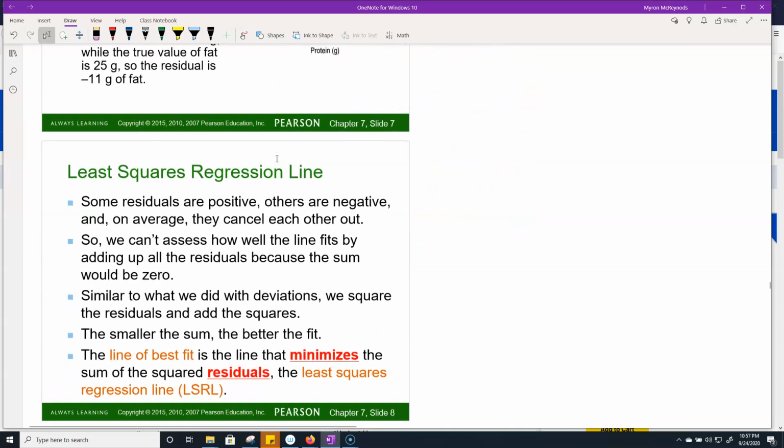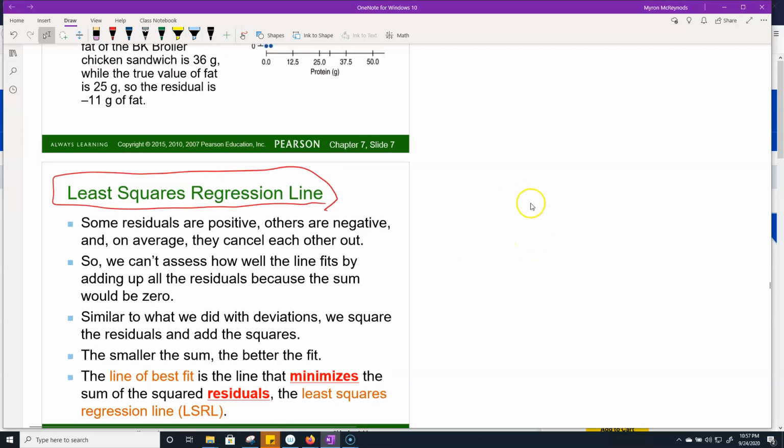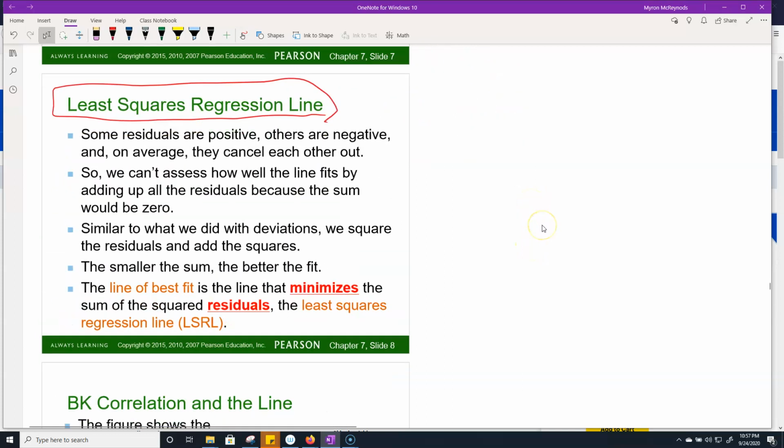All right, the next concept is called the least squares regression line, and this is the common name for this line. So I would write that down. The least squares regression line is the common name for this line that goes through the middle of the data. Some residuals are positive, others are negative, but they cancel each other out, right? So we can't assess how well the line fits by adding up all the residuals, because the sum would be 0 every time. That doesn't tell us a whole lot. So what you do is you square those residual numbers, like these numbers you get right here.